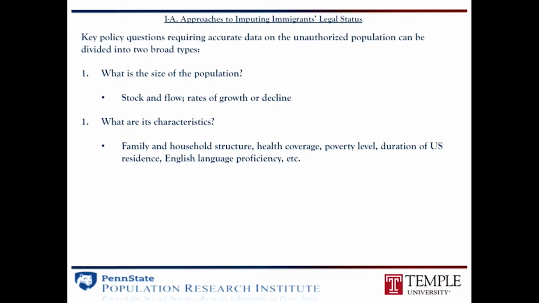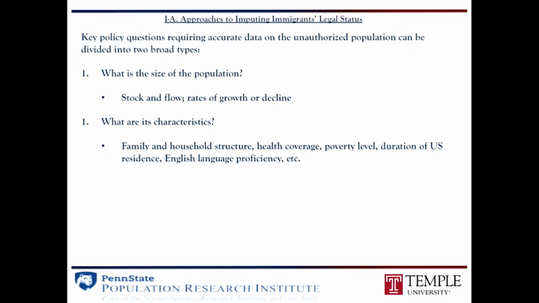But what we're really trying to do is get a very simple answer: what are the characteristics? What is the size of the undocumented population? What are its rates of growth? Is it increasing? Is it plateauing? Is it declining? So that's sort of that first question. Very descriptive. I call that the outline of the population. It's like if you can imagine what that outline looks like.